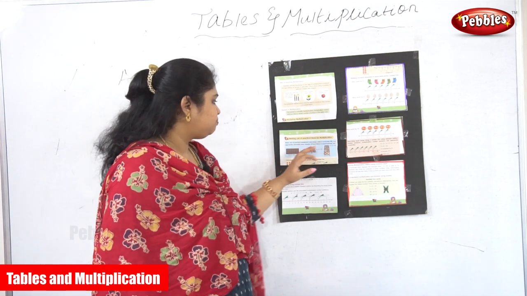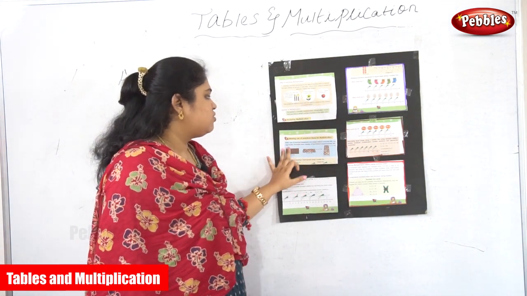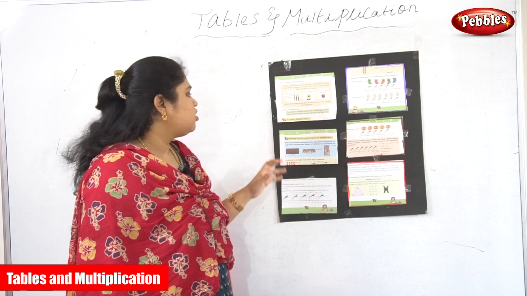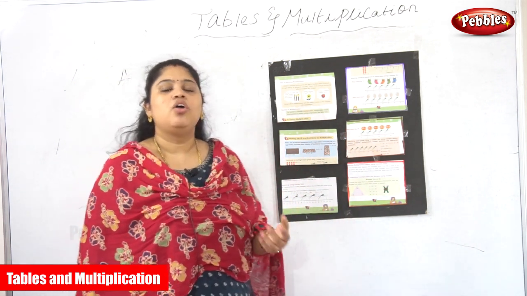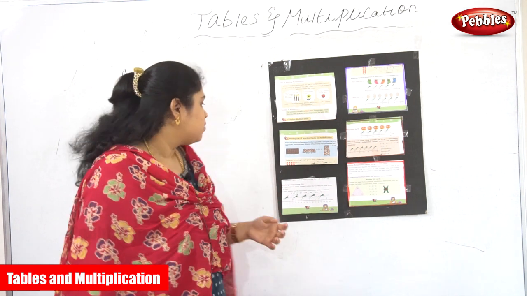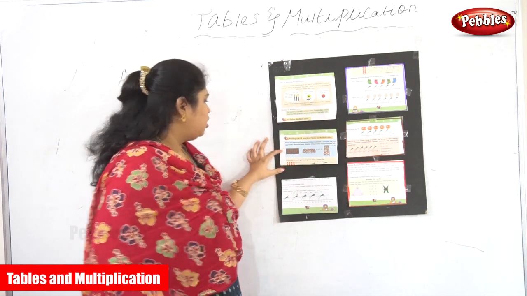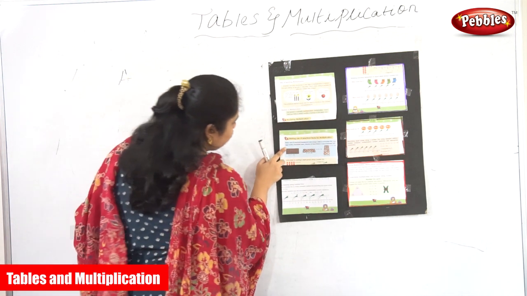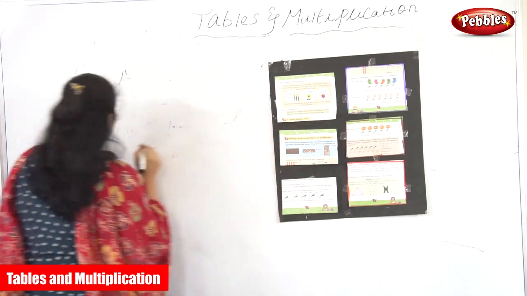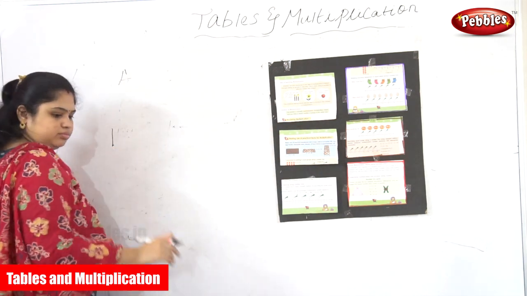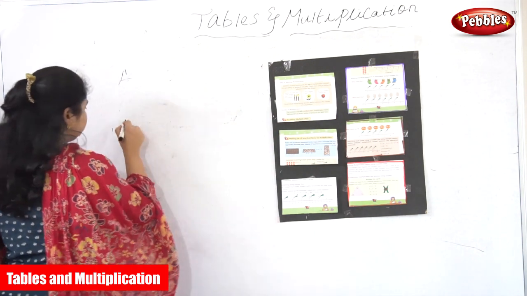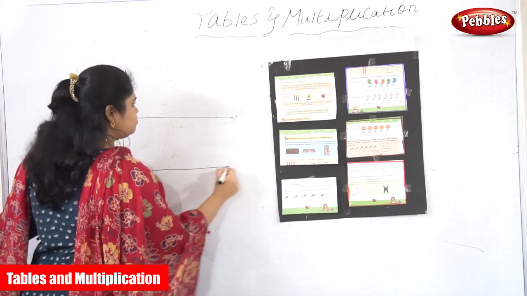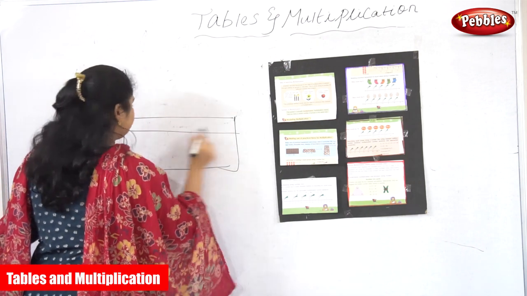So next chart, see here, this is a superb chocolate. They are giving an example to help you understand how multiplication actually works. See here, there are 1 2 3 4. I'm just roughly drawing. Just assume this is a chocolate bar.